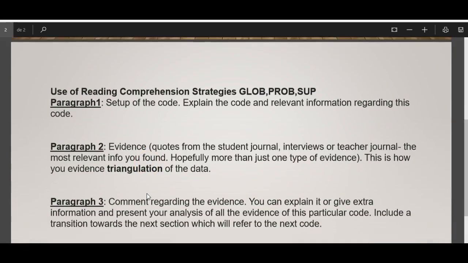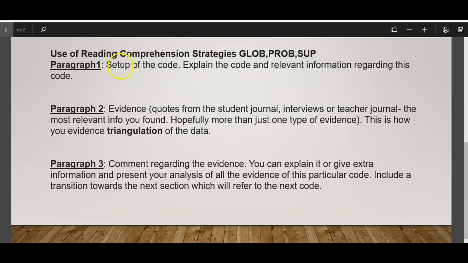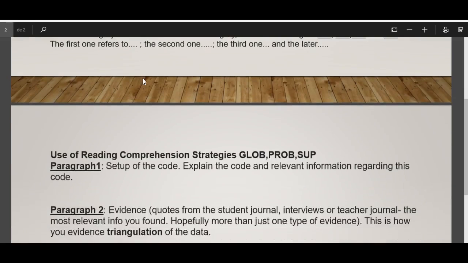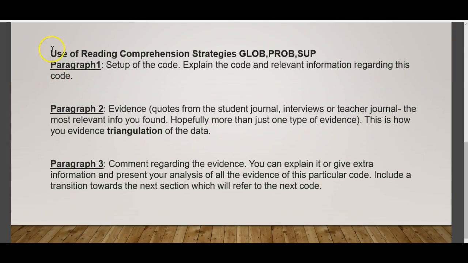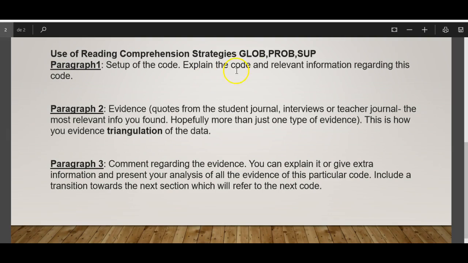Then you move on to the paragraphs of presenting the subcategories. So this was the main category, let's say, and then we present the subcategories one by one. So it says use of reading comprehension strategies. You start the first paragraph by setting up the code, explaining the code and relevant information regarding this code. Then paragraph 2 presents evidence.